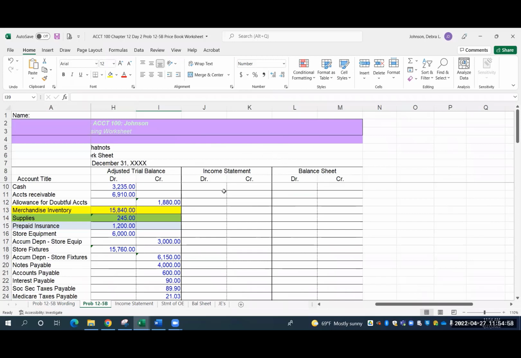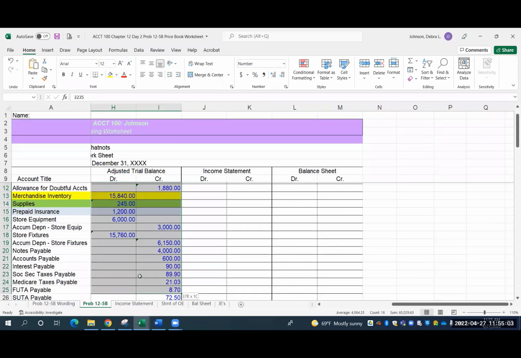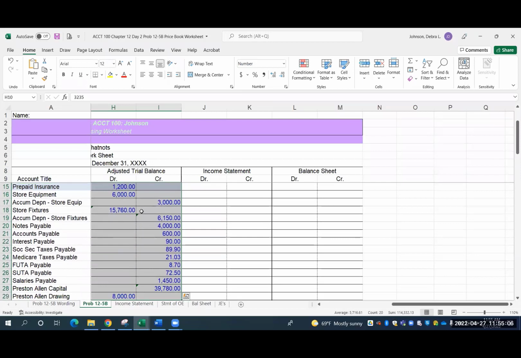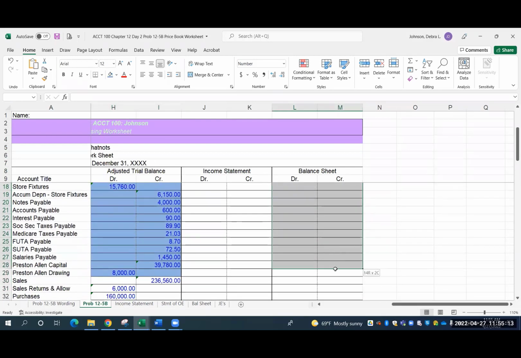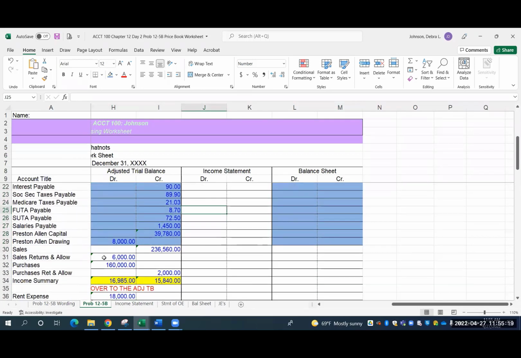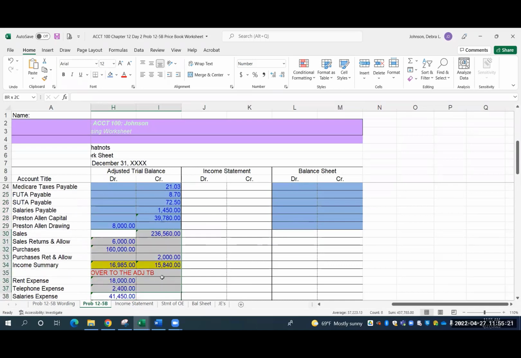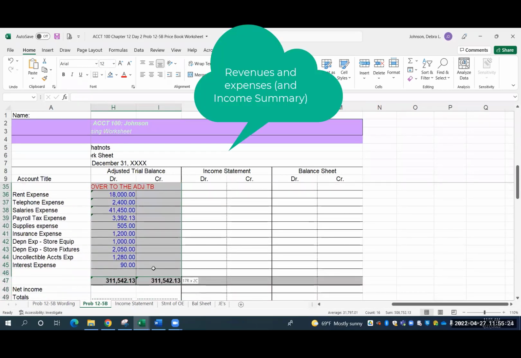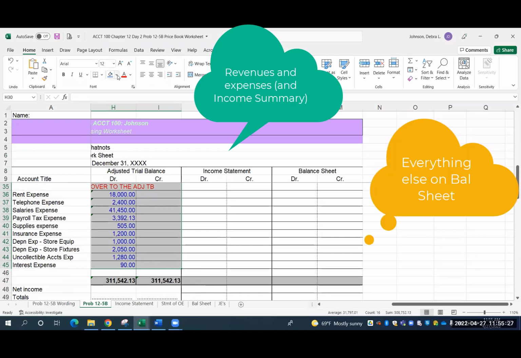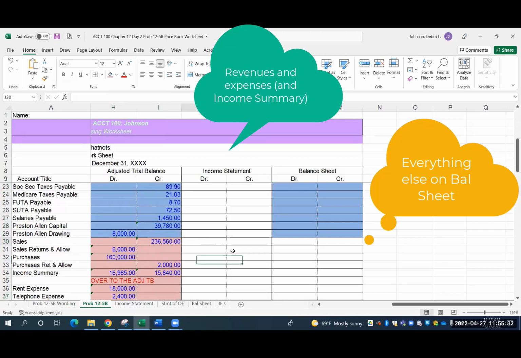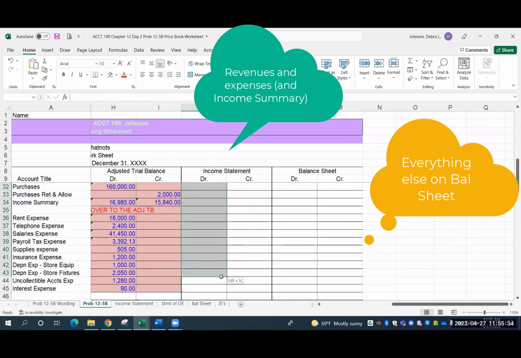So using color, balance sheet would be assets, liabilities, and equity. I'm going to use some colors to color code this to show you where these would go. All the blue would go to the balance sheet. Revenues and expenses are the only thing that go on the income statement with the exception of that income summary account. And I definitely want to show you that because that's new. So let me make this pink. I'm showing you where the correct placement would be.